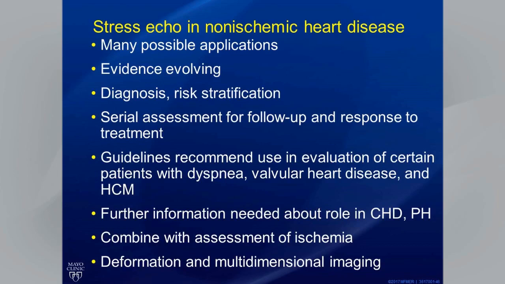Guidelines specifically recommend the use of stress echo in evaluation of certain patients with dyspnea, where we're suspecting diastolic heart failure, but also valvular heart disease and hypertrophic cardiomyopathy. If the patient is symptomatic and we do not achieve the expected gradient of more than 50 millimeters mercury with rest or other maneuvers. We need further information about its role in the evaluation of patients with congenital heart disease and pulmonary hypertension.